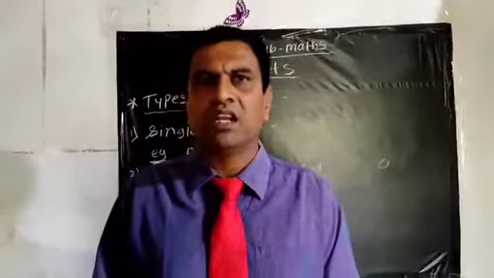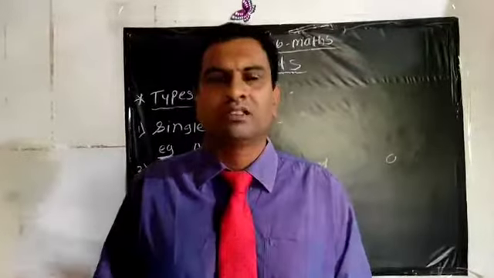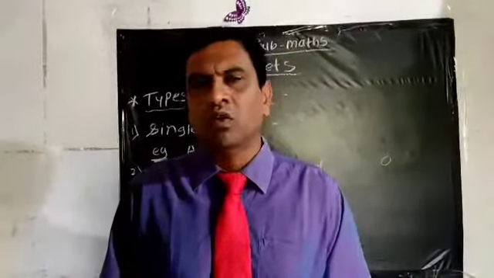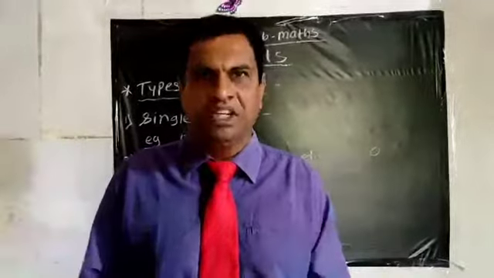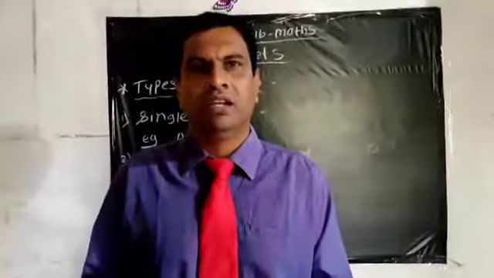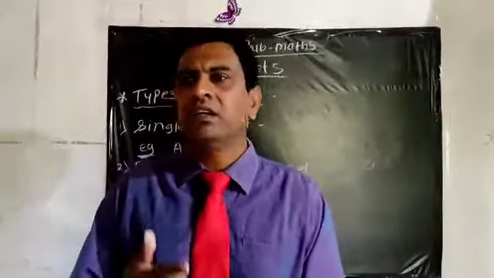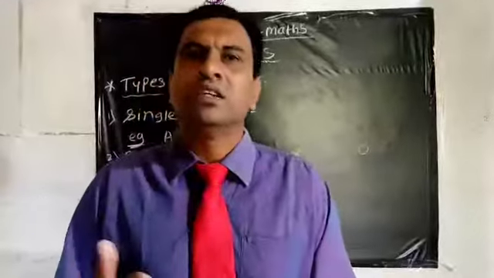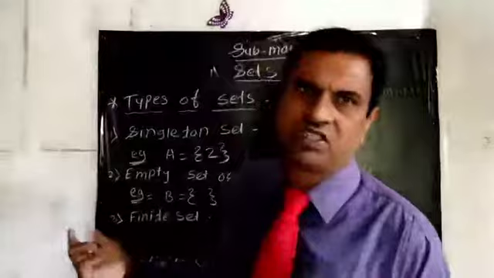Does anyone know how many natural numbers there are? The biggest natural number, no one can tell. Same case in the whole number set and the integer set: the smallest and biggest integer, no one can tell. These are infinite numbers. So the natural number set, whole number set, integer set and rational number set are examples of infinite sets.